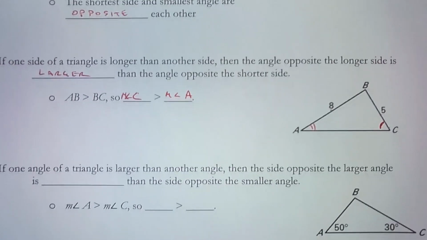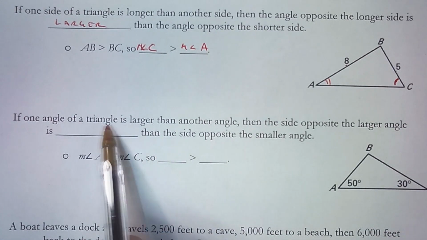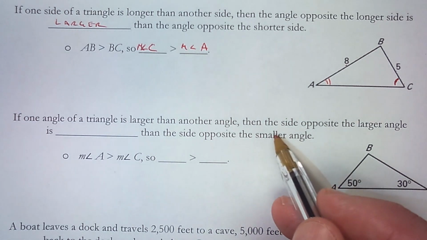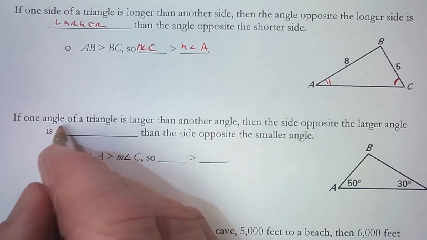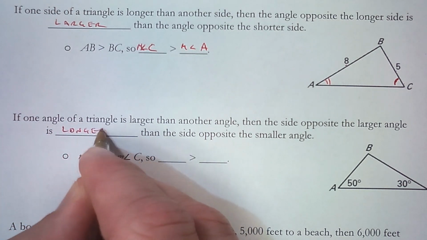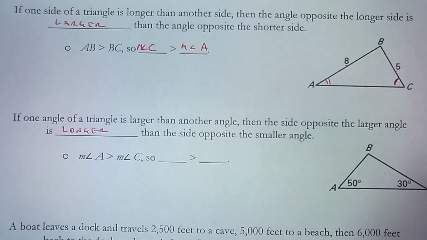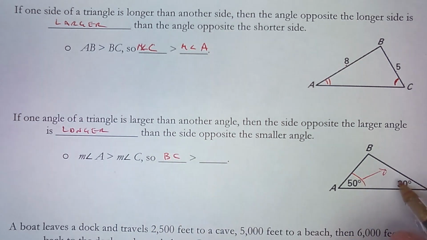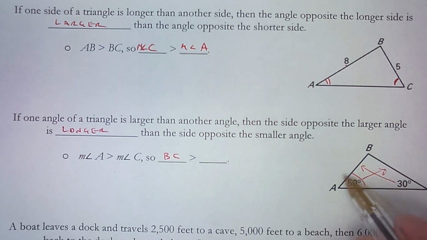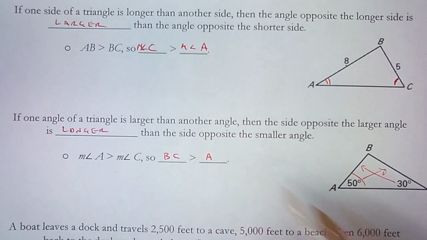And it works the other way as well. If one angle of a triangle is larger than another angle, then the side opposite the larger angle is longer than the side opposite the smaller angle. So here we have a larger angle. This 50 is larger than 30. So across from this 50 is the longer side. So the length of segment BC is longer than across from the 30-degree angle, the length of segment AB.